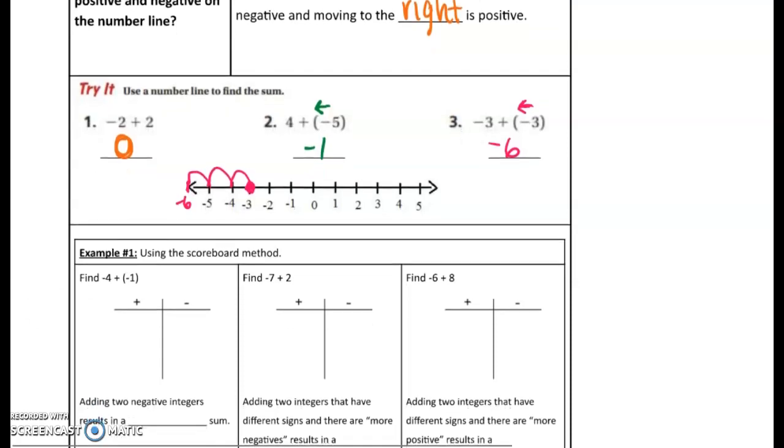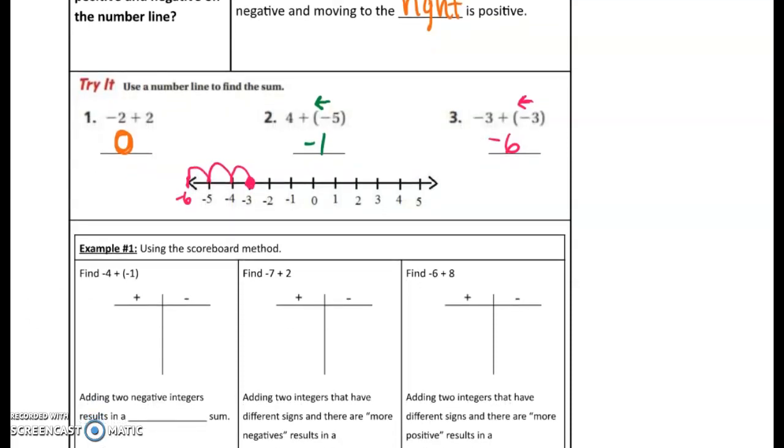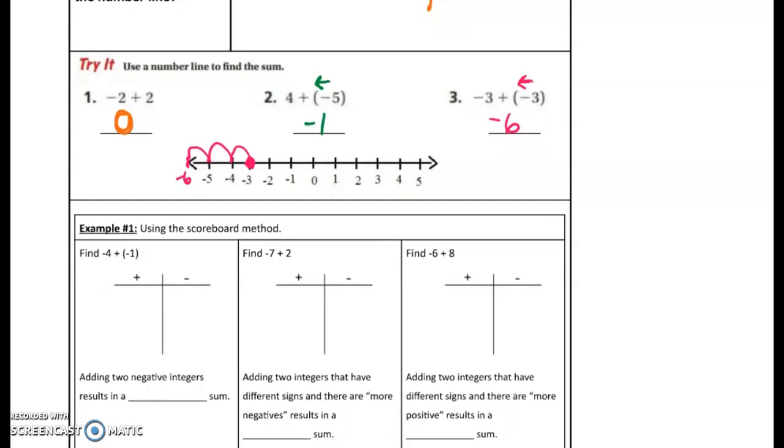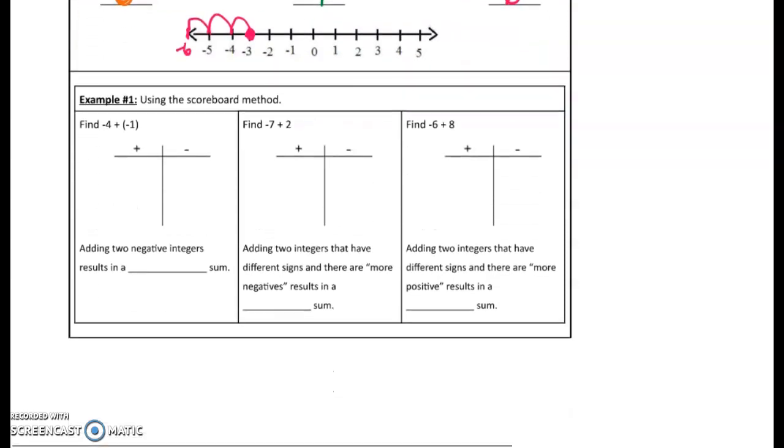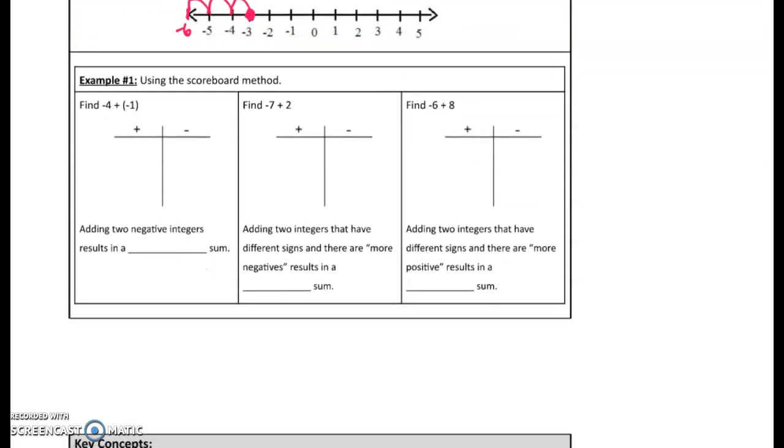So if you didn't get those correct, that's totally okay. Hopefully now you know what you did wrong, and we've corrected that mistake in our notes. And now we're going to look at the scoreboard method.